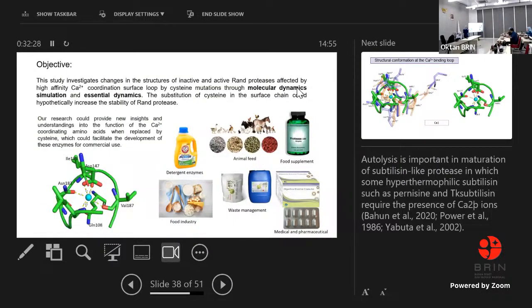The objective of this study is to see the effect of introducing cysteine into RAN protease at the location of the calcium loop. We think that by introducing this cysteine at the calcium loop, RAN protease can serve as a model to see if it can increase the stability of the protease, and we can design enzymes for other industries.